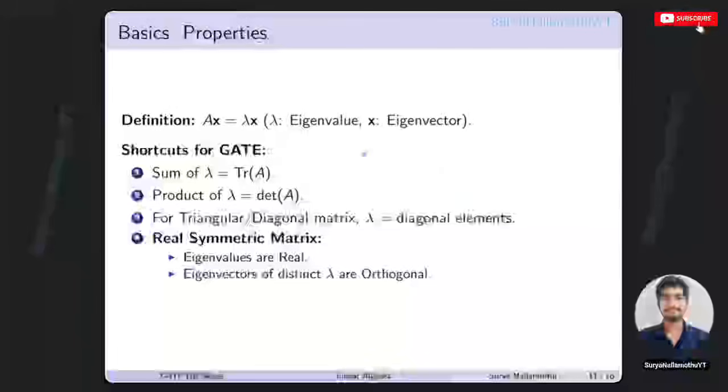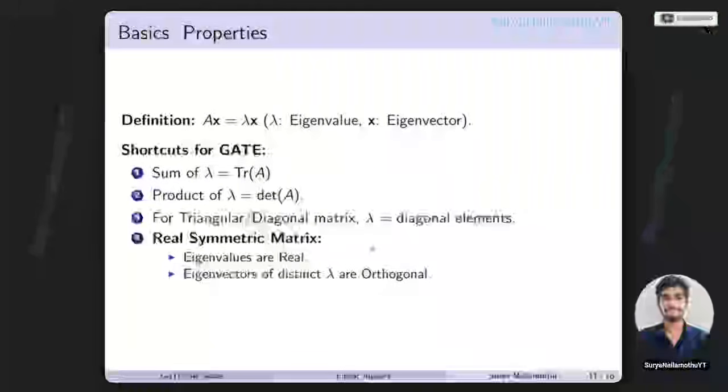So next, basic properties. Ax is equal to lambda x for finding the eigenvalue. So you need to apply that at this point. Shortcuts for the GATE: the sum of the eigenvalues is nothing but the trace of A. Before, I said the product of eigenvalues is nothing but the determinant of A. For the triangular and diagonal matrix, the eigenvalues of the triangular and diagonal matrix are the diagonal elements.